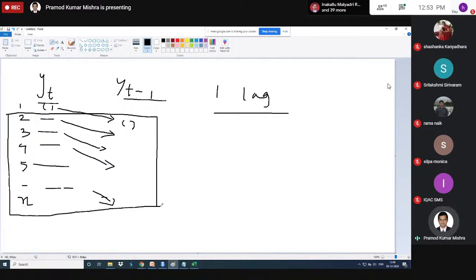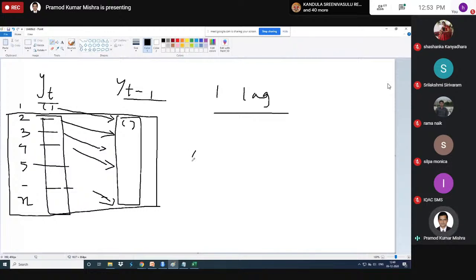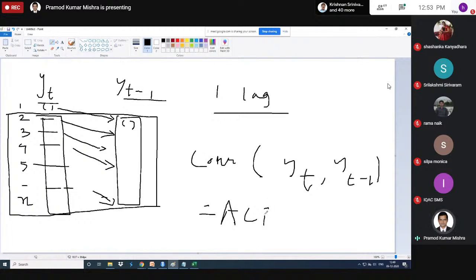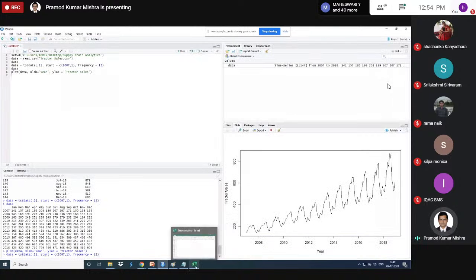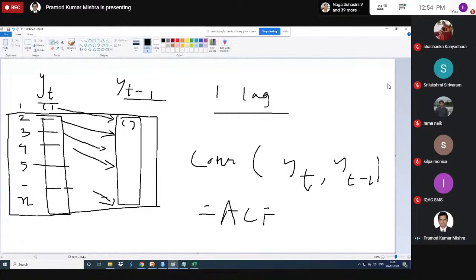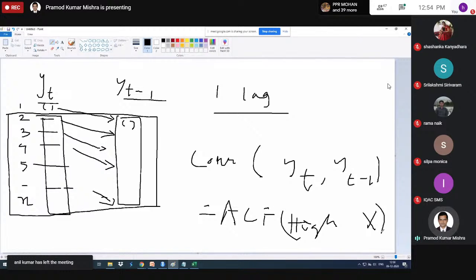So if I take this information, this is one array and here is another array. If I take the correlation between yt and yt minus 1, then this becomes your ACF, the autocorrelation function. When there is a high autocorrelation, it is normally not accepted. A high ACF, let us say 0.95 or so, is not permitted. That means you now need to control it.